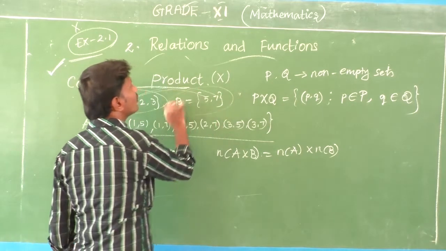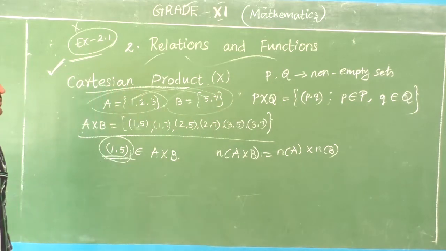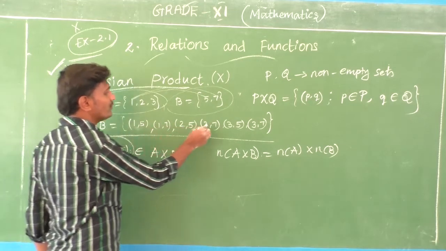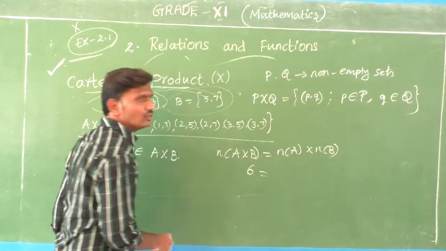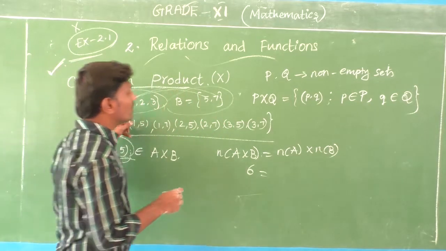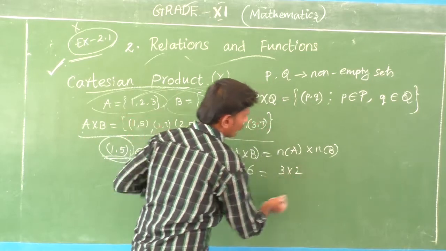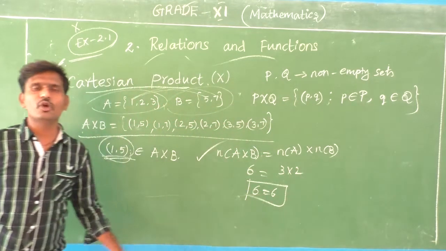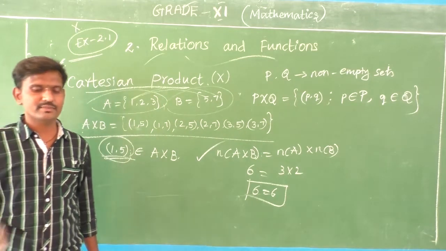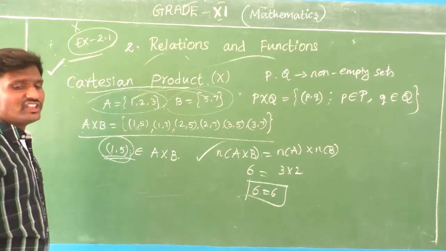And N of B equals how many elements? 2 elements. Now N of A cross B, how many elements? 1, 2, 3, 4, 5, 6. Now N of A cross B is 6. N of A equals 3 and N of B equals 2. So 6 equals 6. So this concept is proved. Okay? Yes?